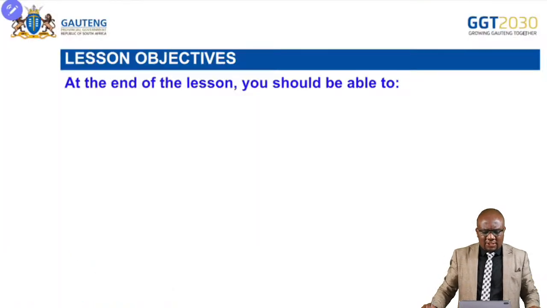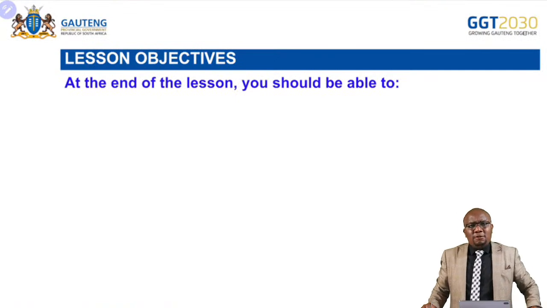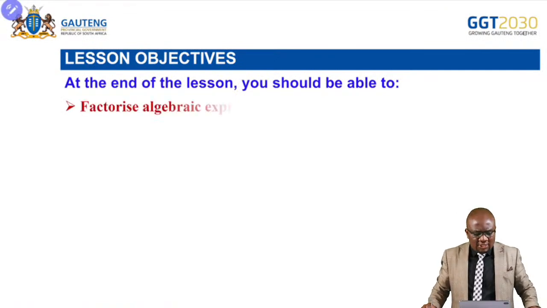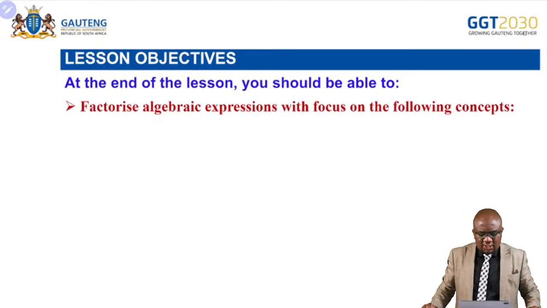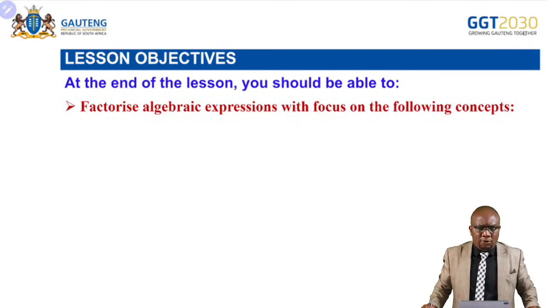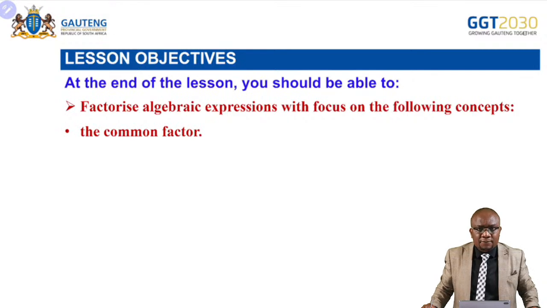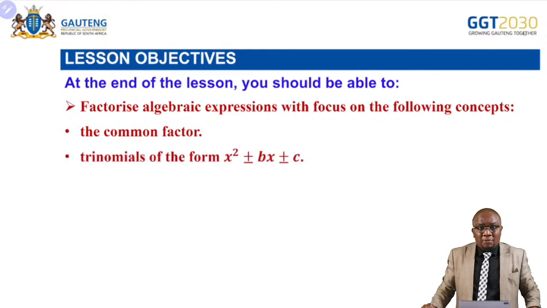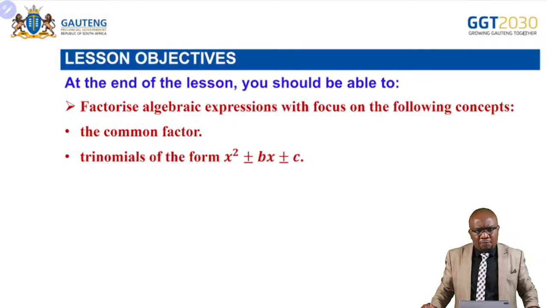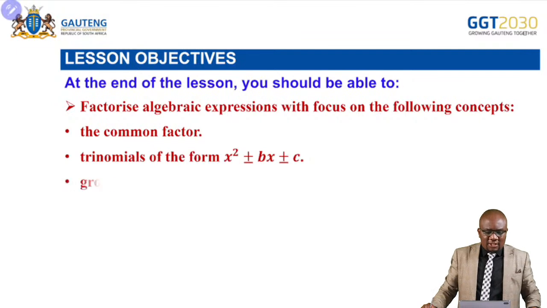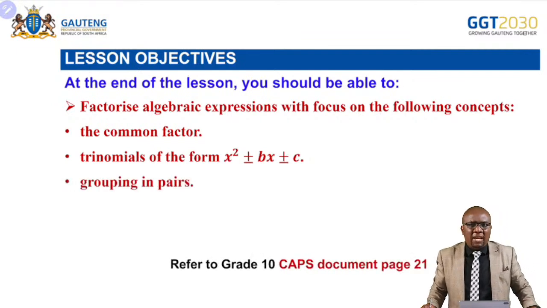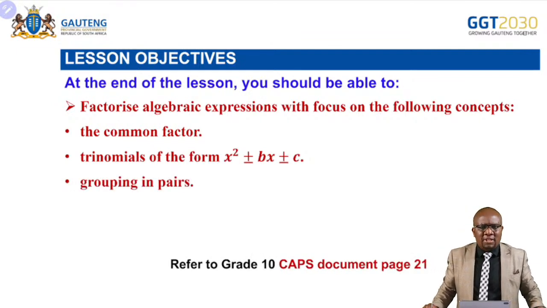Okay, let's start our lesson. At the end of the lesson, grade 10s, you should be able to factorize algebraic expressions with focus on the following concepts: the common factor, the trinomials in the form x squared plus or minus bx plus or minus c, and then after that, grouping in pairs. This is what we're going to be looking at today.